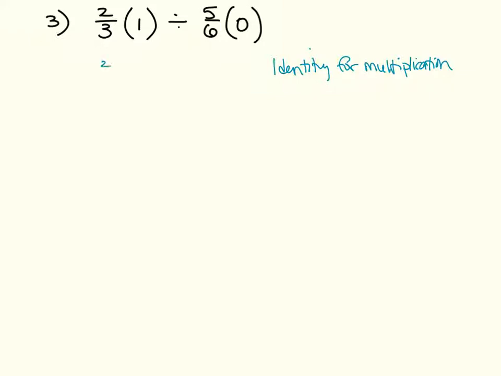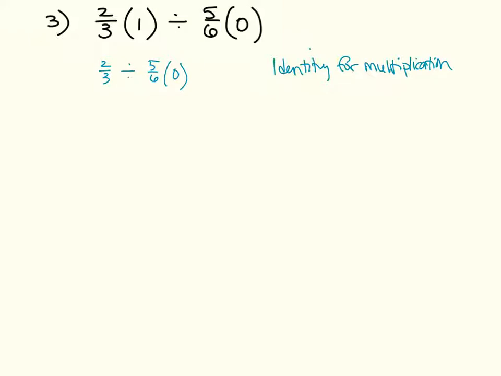So I'm just going to simply put 2/3. And then since I know that 1 times anything will be itself, I'm just going to drop it out of the expression, and basically just write the expression without it, because 2/3 times 1 is 2/3.